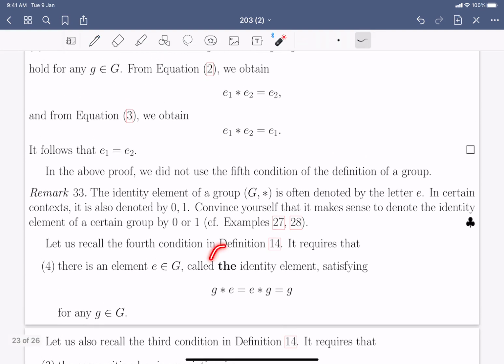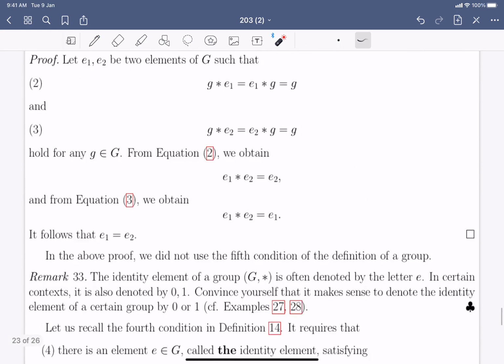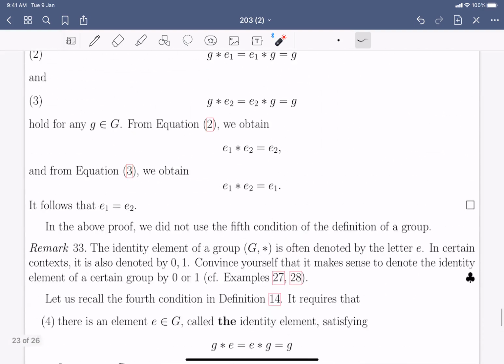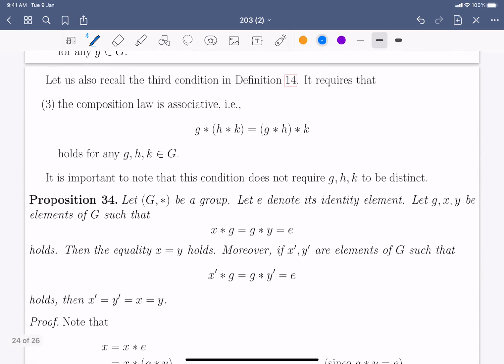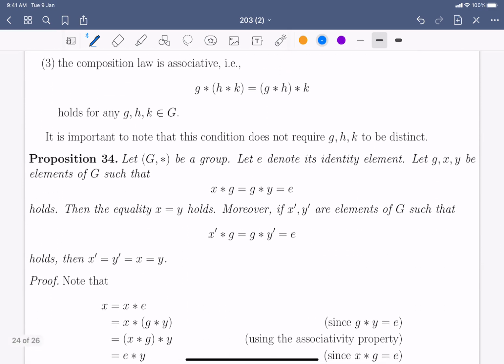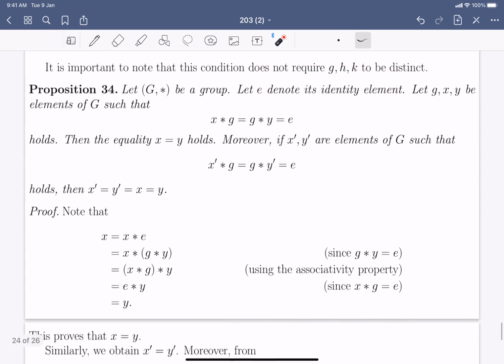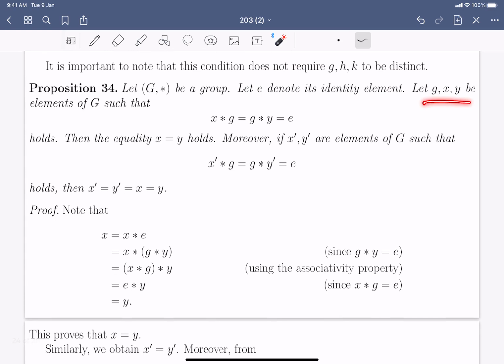So here this article "the" is meaningful by the above proposition, by proposition 32. This makes sense by proposition 32, and now we are going to work on the fifth condition. You start with a group G comma star and denote its identity element by E. Suppose we have three elements G, X, Y inside G that satisfy the fifth condition. In other words, these equalities hold, and so then it follows that X is equal to Y.